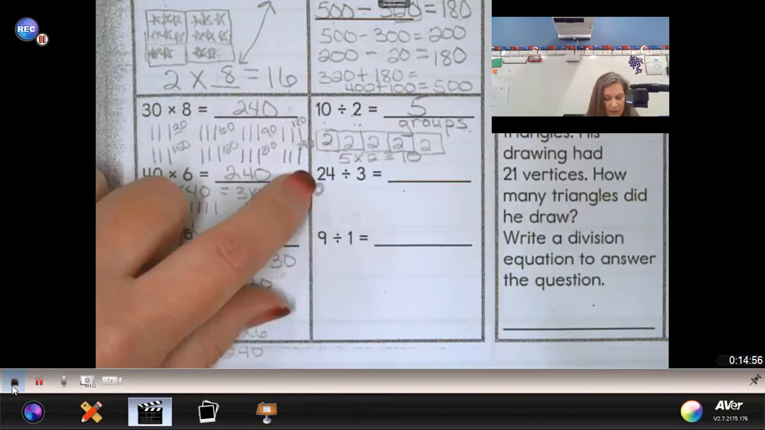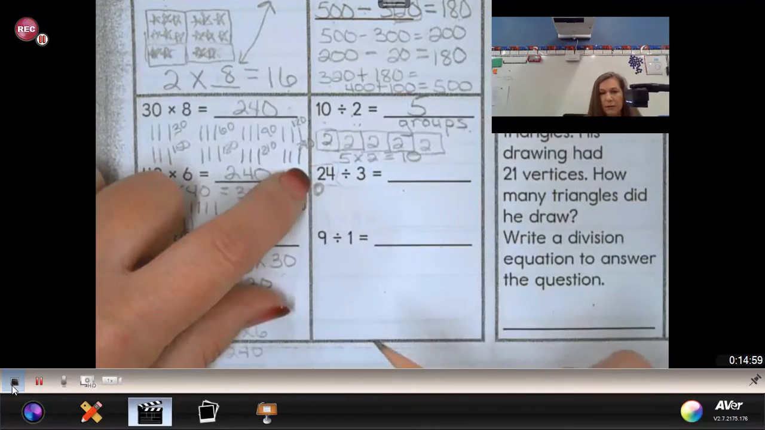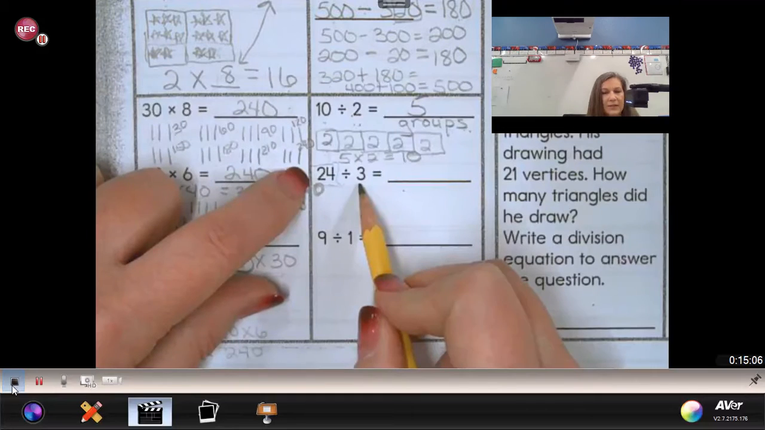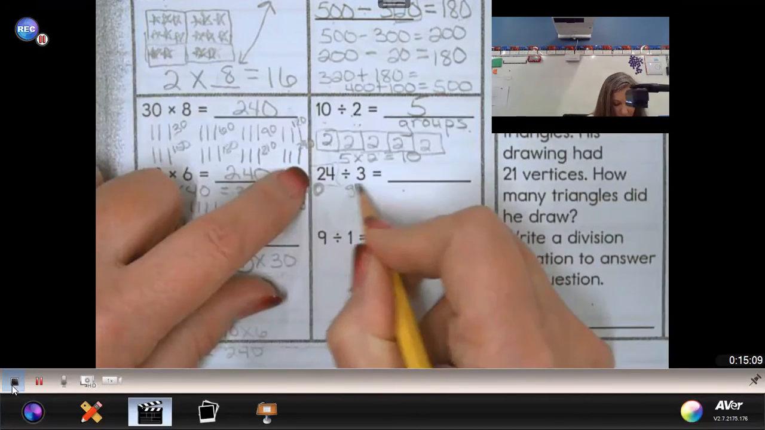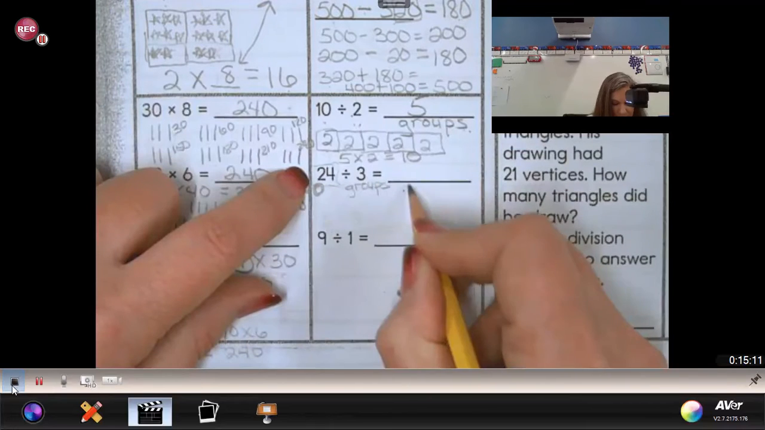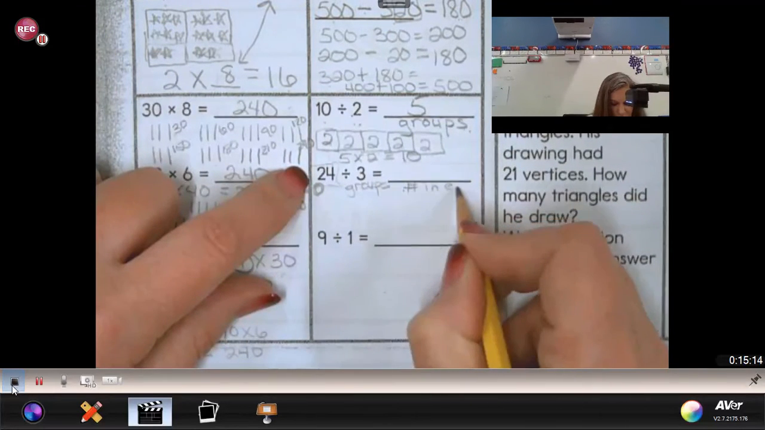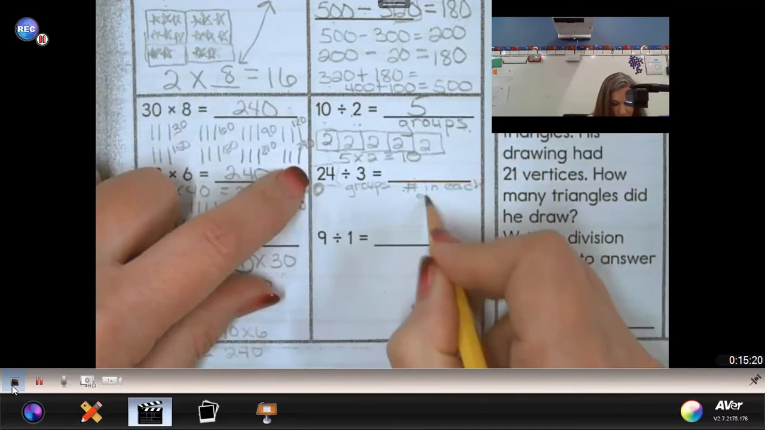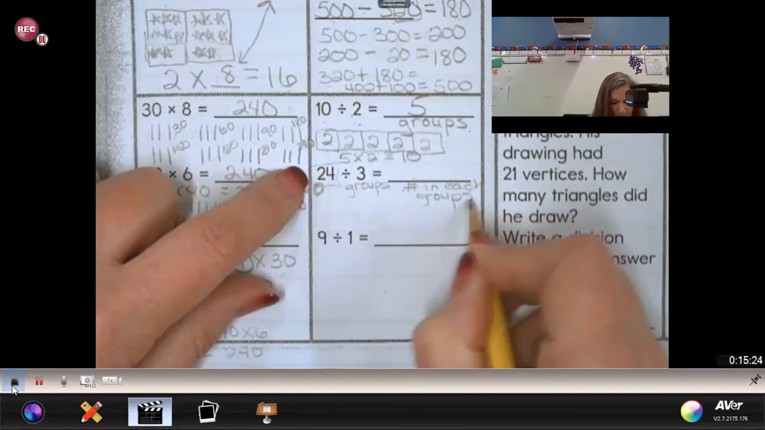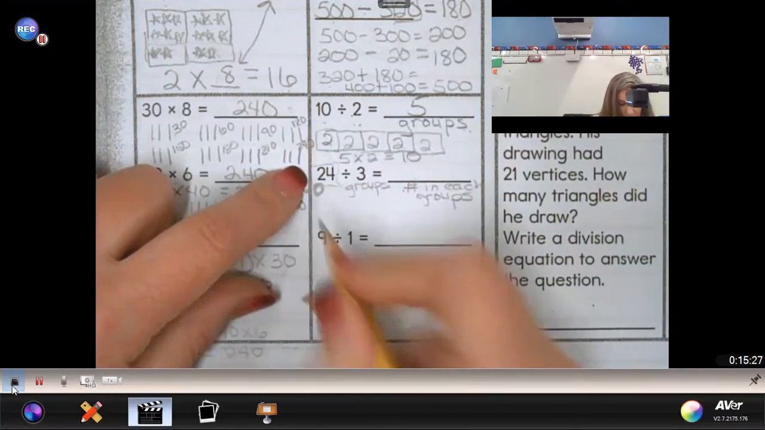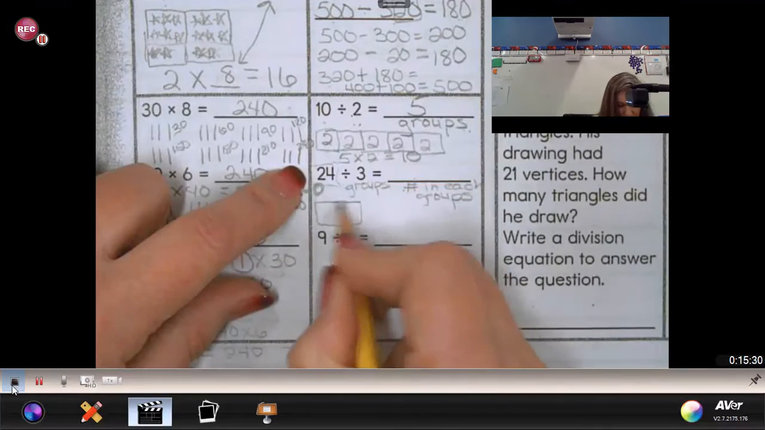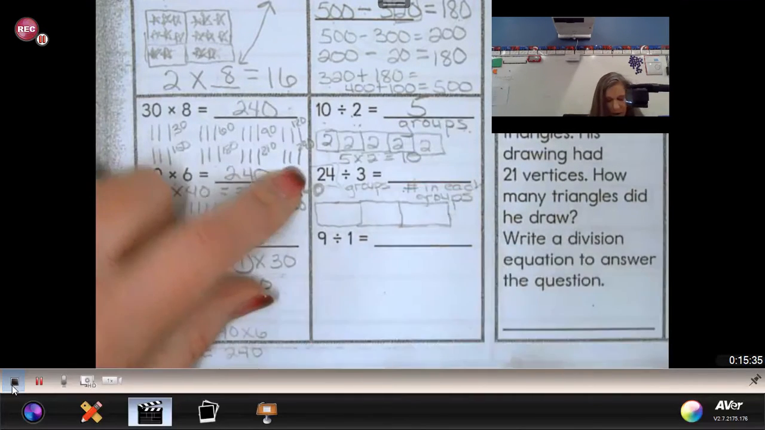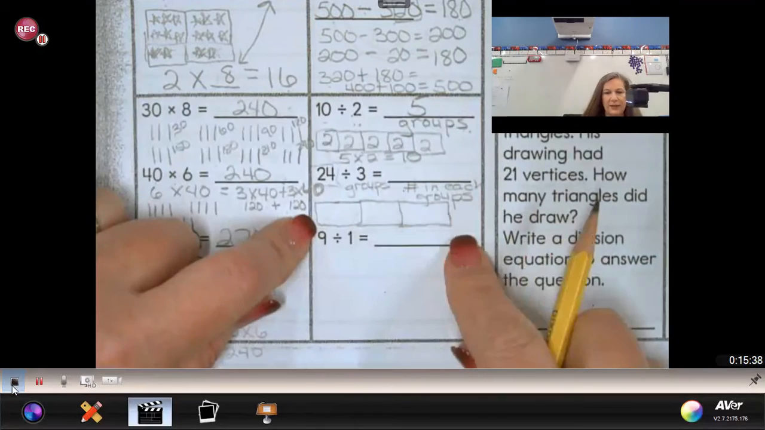The next problem here says we have 24 objects, pieces of bubble gum, and we're going to share them into groups of 3. Notice this time I'm deciding that these are going to be my groups, which now tells me that I'm going to need to find the number in each group. Again, these are interchangeable. That means you can either put them into groups of 3 or you can divide it into 3 groups. So I'm deciding that I'm going to divide it into 3 equal groups.